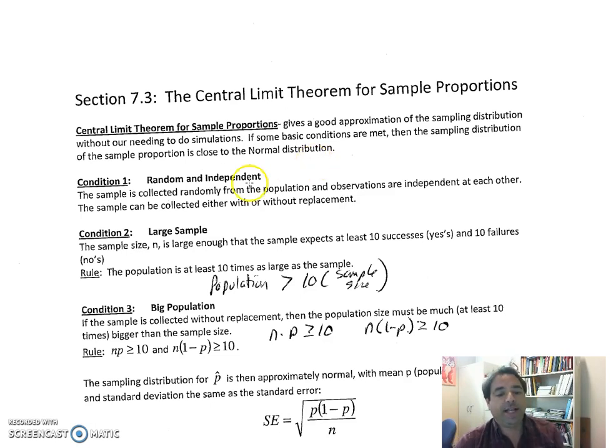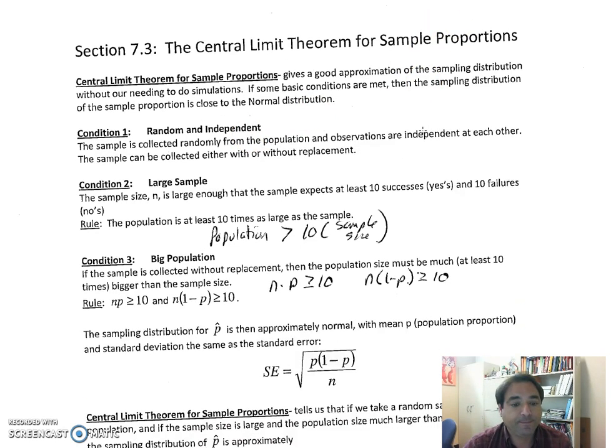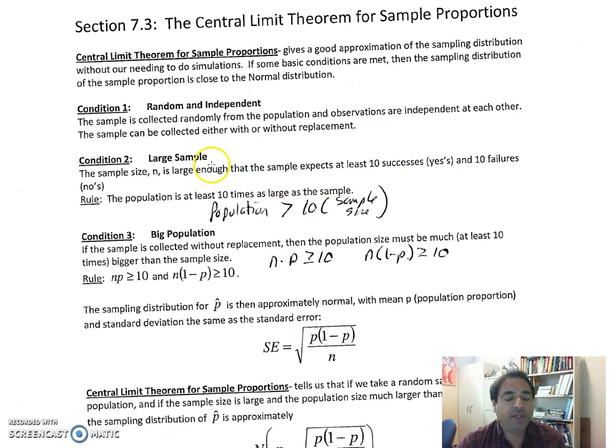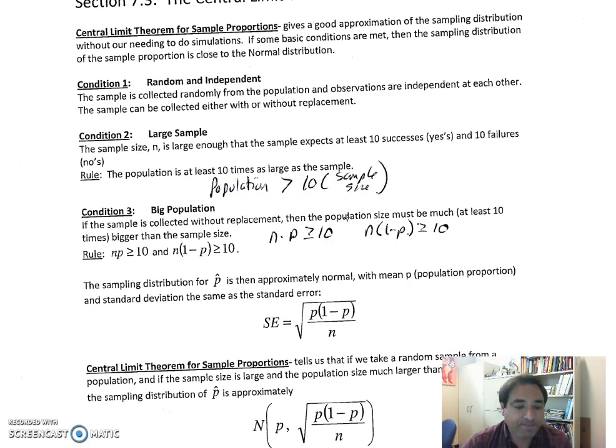Condition 1, it has to be random and independent. So it's got to be random. And we also have to make sure we have a large sample. The population has to be greater than 10 times your sample size. And we'll make sure we have a big population.